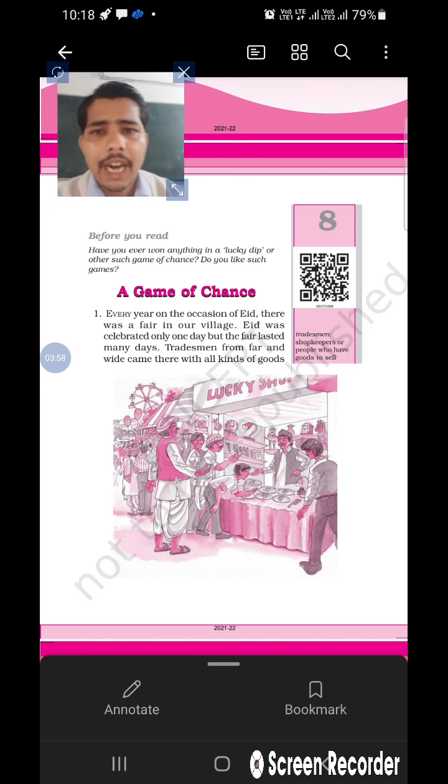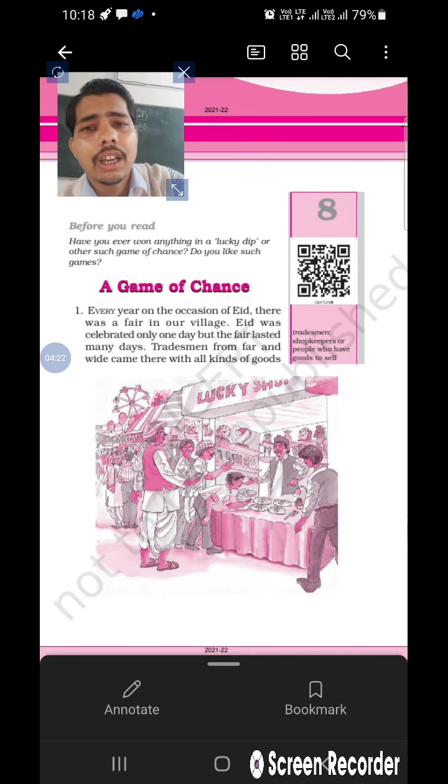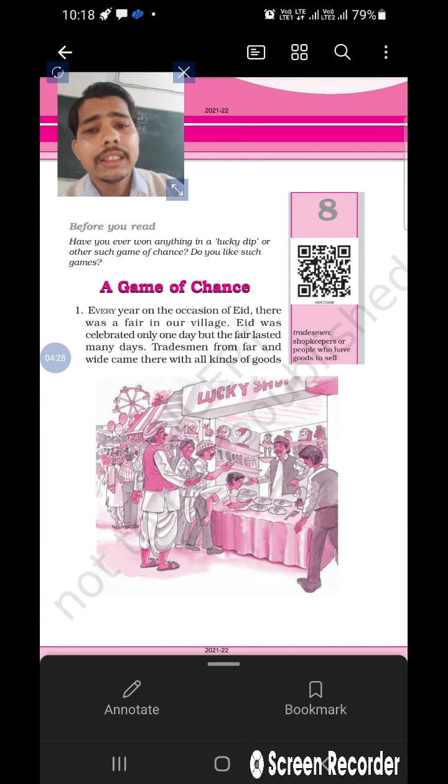Before we start the chapter, I would like to ask you, have you won? If not, just try it once. And if you have won, what have you won there? What did you get there? Or do you like such types of games? Maybe some would be saying yes, some would not like such games. So let us read the story and find out what the boy likes in this chapter.